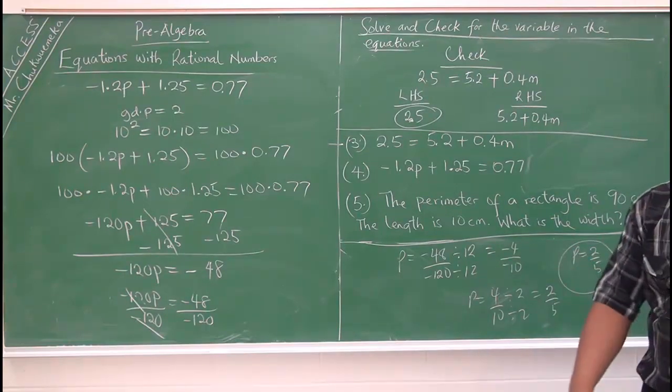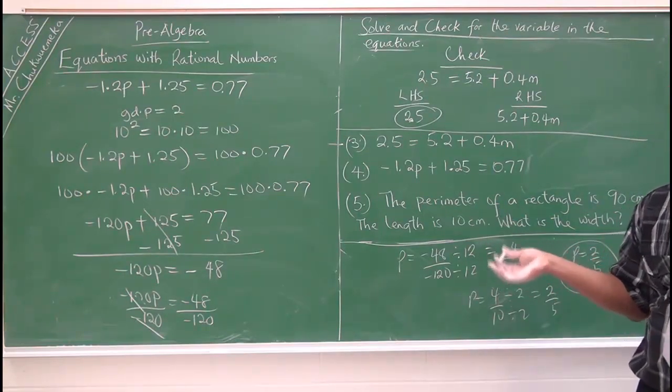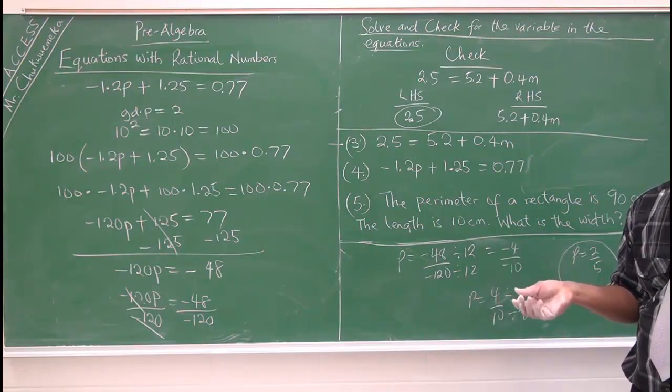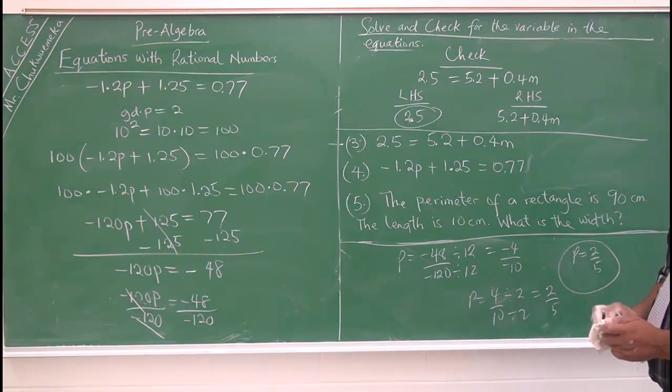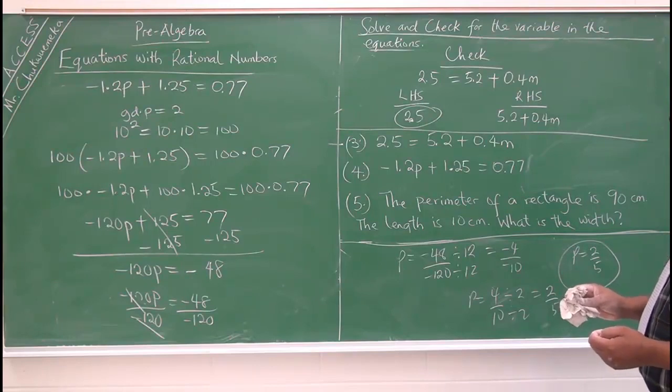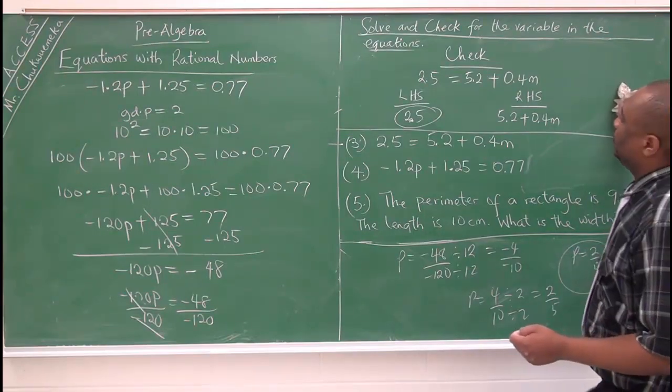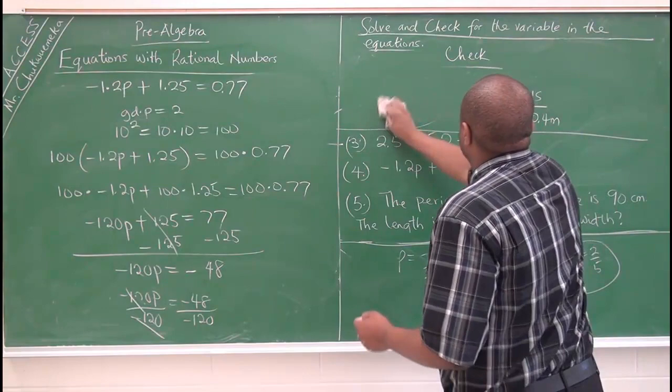Another way you can do it is divided by 24, because 24 is the greatest common factor. And once you do it, you get the answer right away. Okay, so now the next thing we have to do is to check our work. So we check.